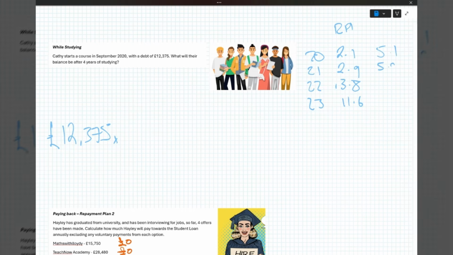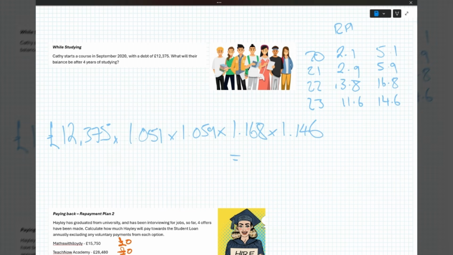This looks horrible, it really does. Probably had rants about what we're doing to our students, honestly. Times by 1.059, times by 1.168, times by 1.146. Okay, so that's all of those multipliers applied.